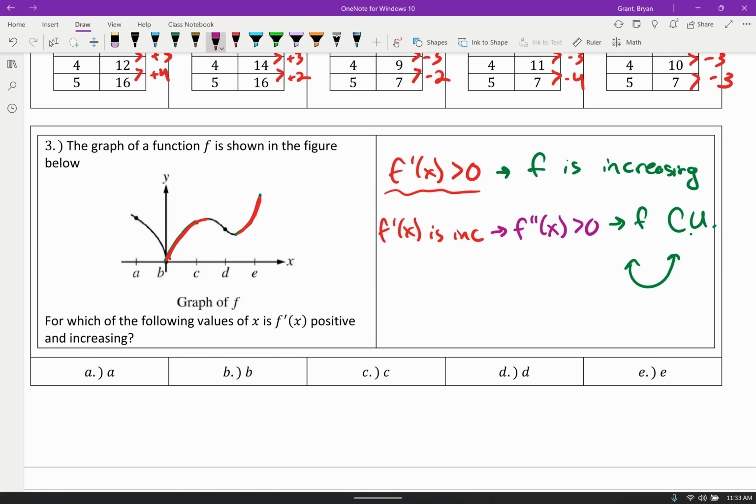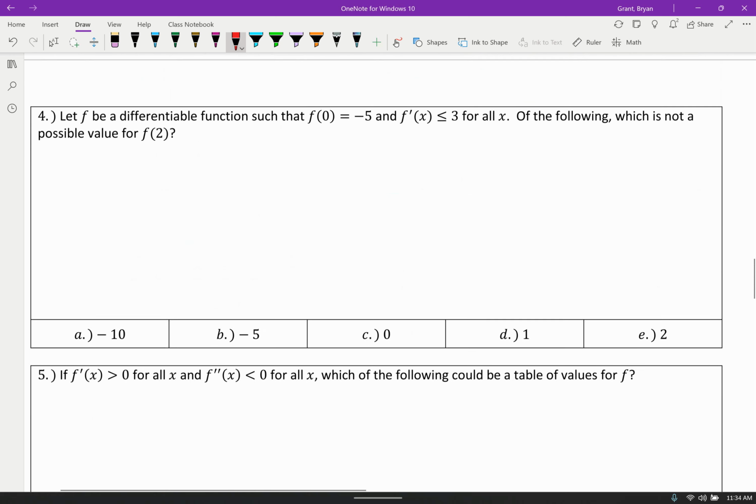I'm seeing concave up really just from like here on out, yeah? That's the only concave up part. Yeah, the other two are concave down. So the question is, where do they overlap? And I'm pretty confident that's going to be E, yeah? We are concave up and increasing. Sounds good. All right, moving on to 4.